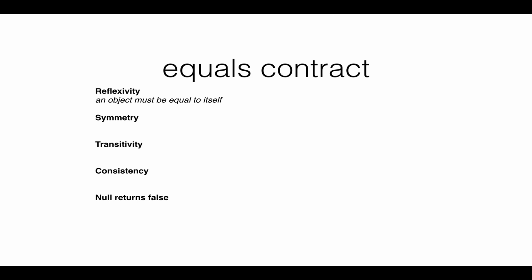Reflexivity. An object must be equal to itself, so that when I call my old car equals my old car, it returns true. I think this makes sense and should be easy to understand.